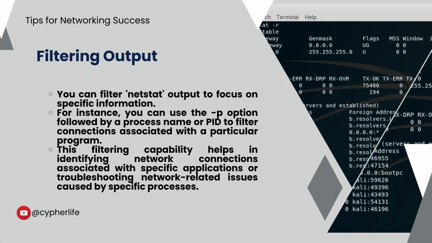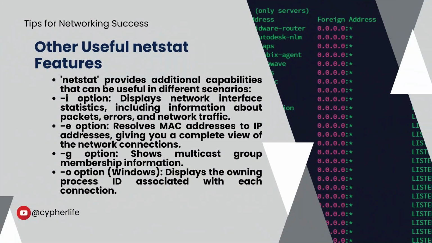Filtering output using netstat. You can filter netstat output to focus on specific information. For instance, you can use the -p option followed by a process name or PID to filter connections associated with a particular program. This filtering capability helps in identifying network connections associated with specific applications or troubleshooting network-related issues caused by specific processes.